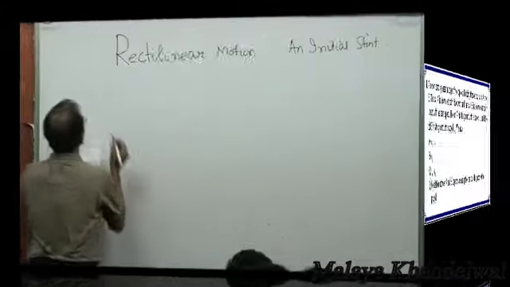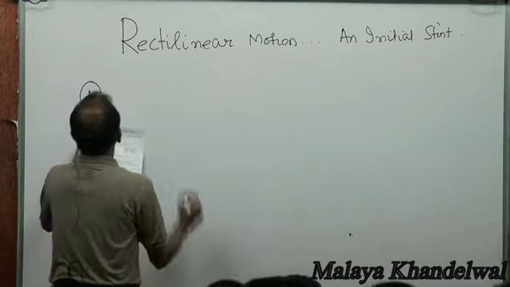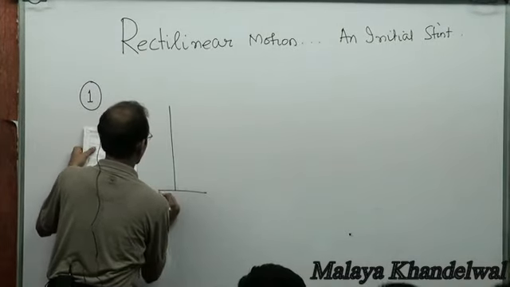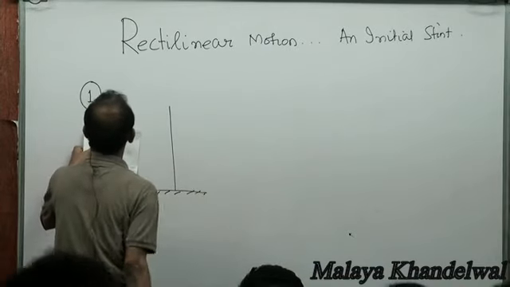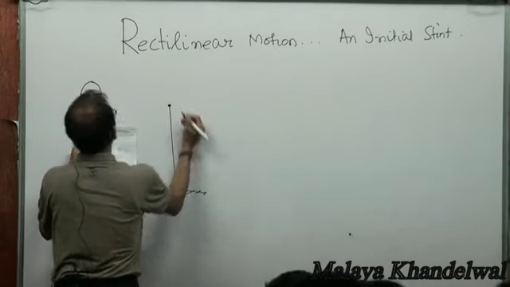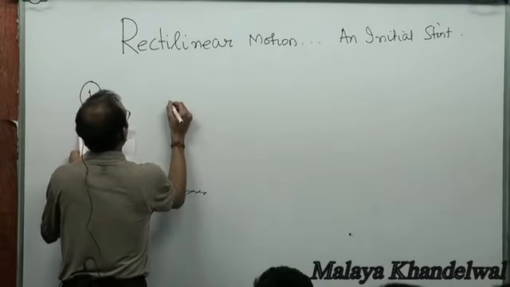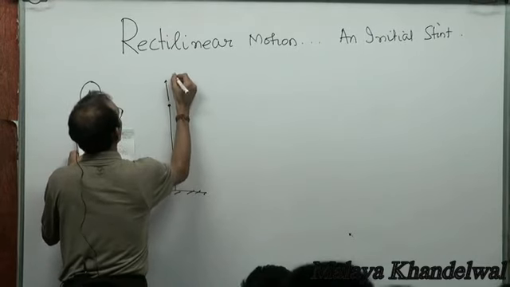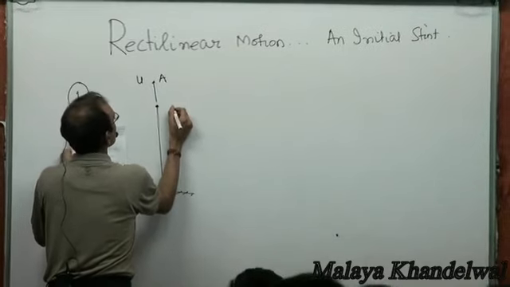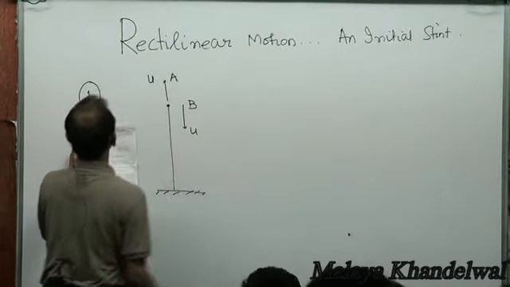The first problem of the sheet is about a person standing on the top of a building, who throws two balls, A and B. The ball A is thrown up with a speed u, whereas the ball B is thrown down with a speed u.